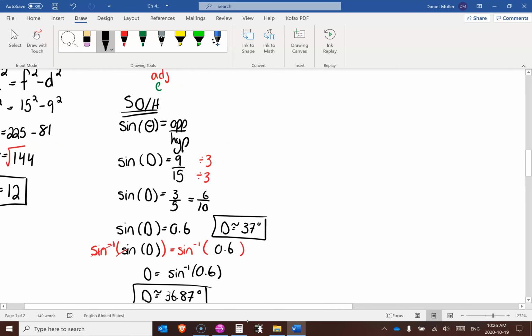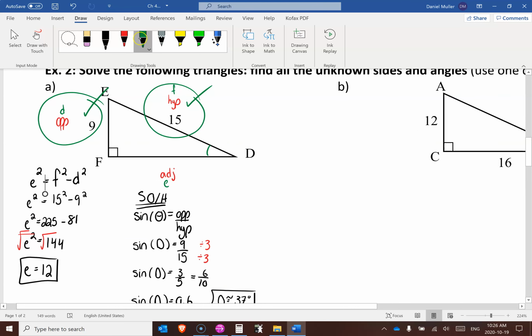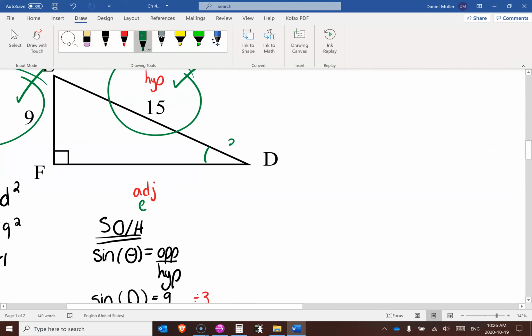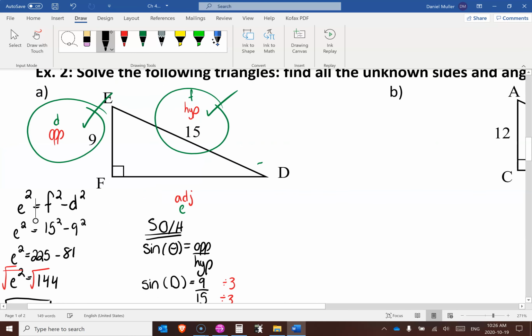Okay, so we know that. We know D is 37 degrees. So this is going to be 37 degrees. Now you could do the trick where you go 180 minus 90 minus 37 and get to the other one, and I would expect you would do that, by the way. But I'm going to do it the other way here just to show you both.